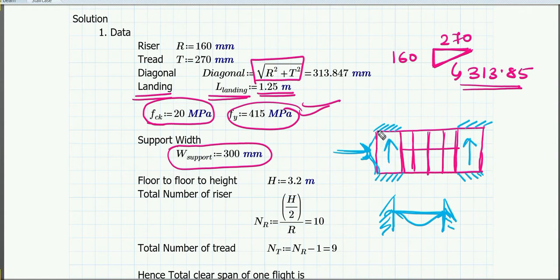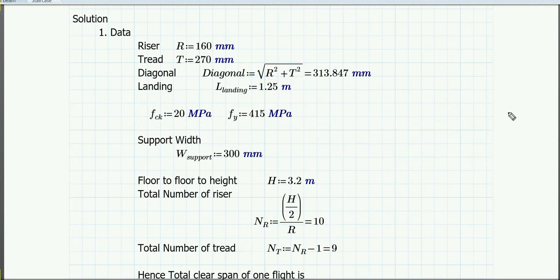But when we have the support here parallel to the riser, we have spanning in the longitudinal direction. Okay, so you can see these are two types of staircases considering the support condition. It might be spanning in the longitudinal direction, or it can be spanning in the transverse direction. We will see where we are going to use this particular concept.